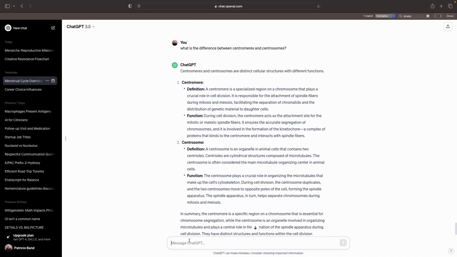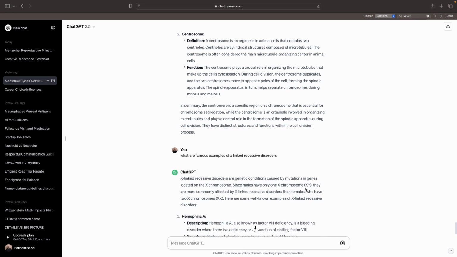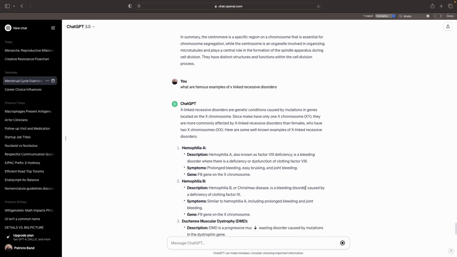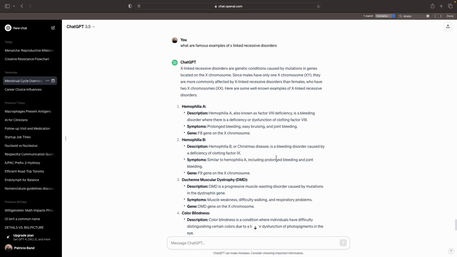What are famous examples of X-linked recessive disorders? Hemophilia, factor 8 deficiency, is a bleeding disorder where there is a deficiency or dysfunction of clotting factor 8. Prolonged bleeding, easy bruising, and joint bleeding.